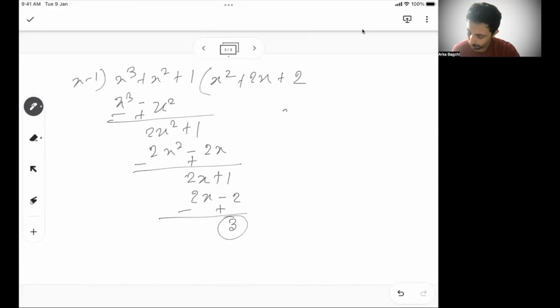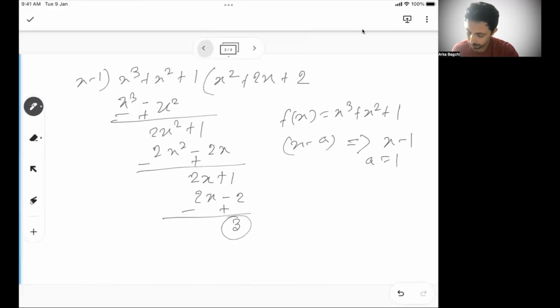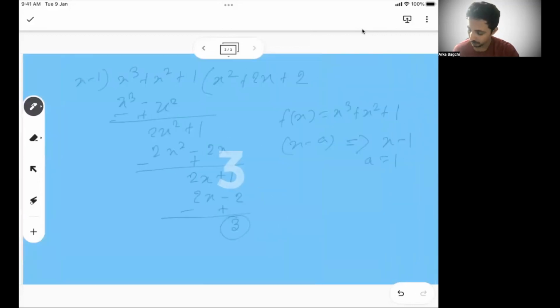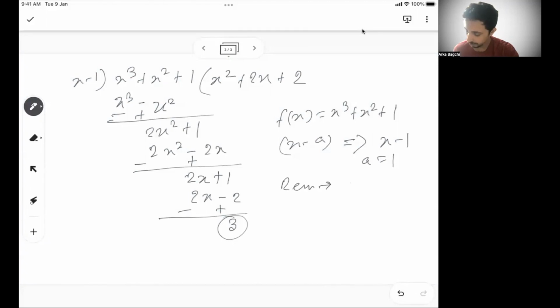Now, what was my f(x)? My f(x) is x cube plus x square plus 1. Now, if I divide by x minus a, what is my x minus a here? My x minus a here is x minus 1. So my a is equal to 1. Now, what my theorem says, if f(x) is divided by x minus a, it leaves a remainder of f(a). So my remainder in this case will be f(a) or f(1), where f(x) is this.